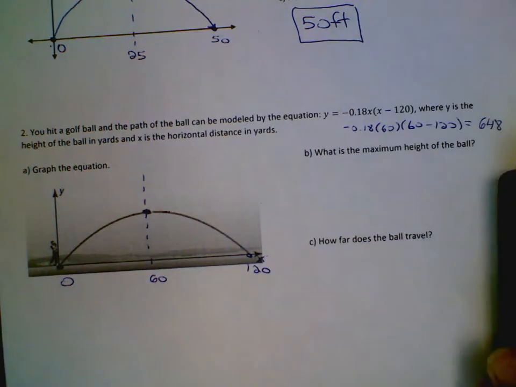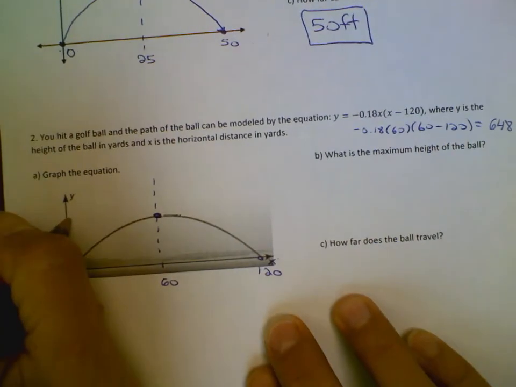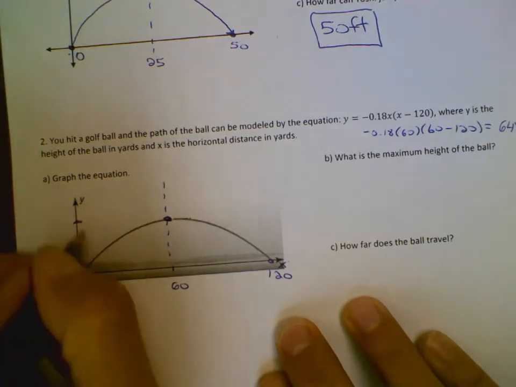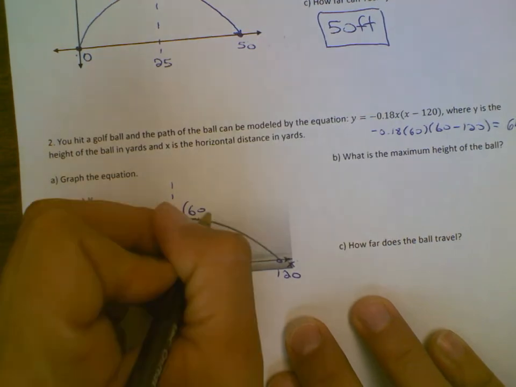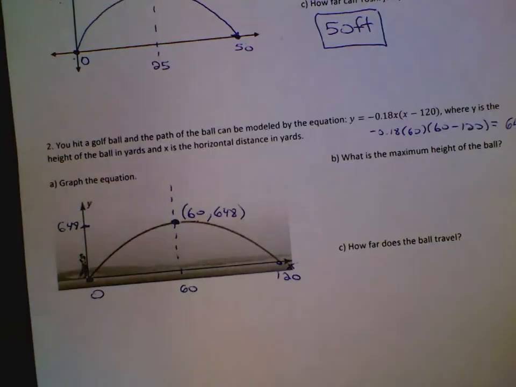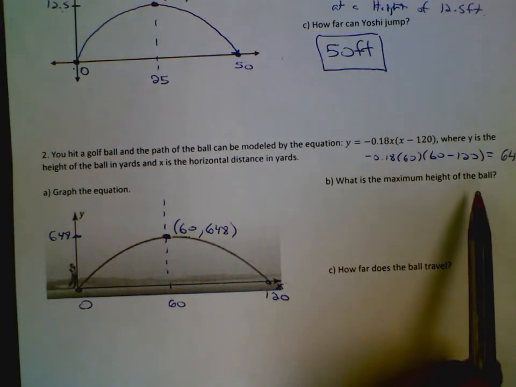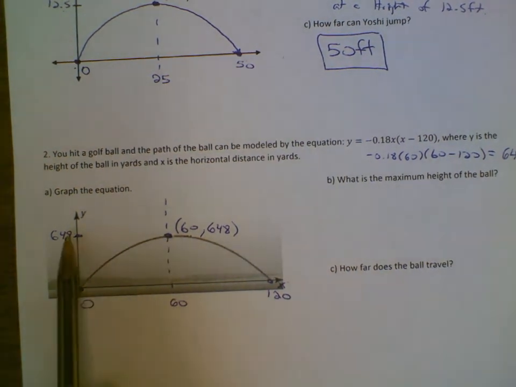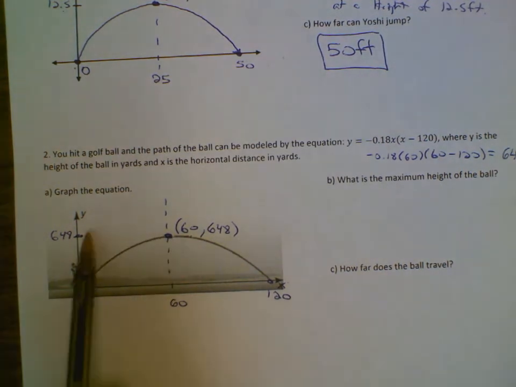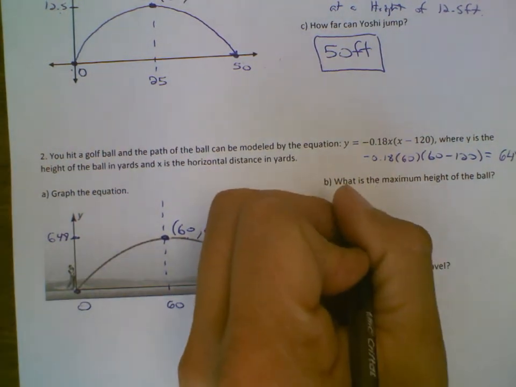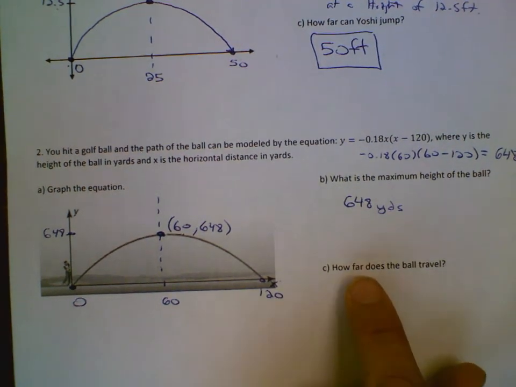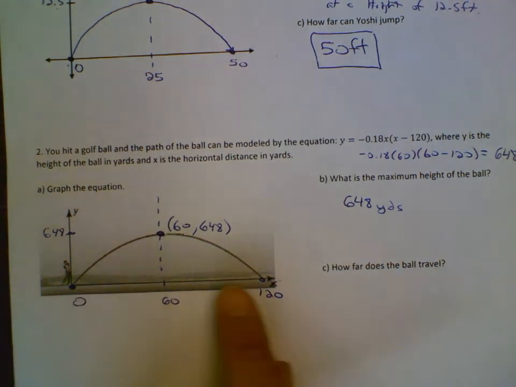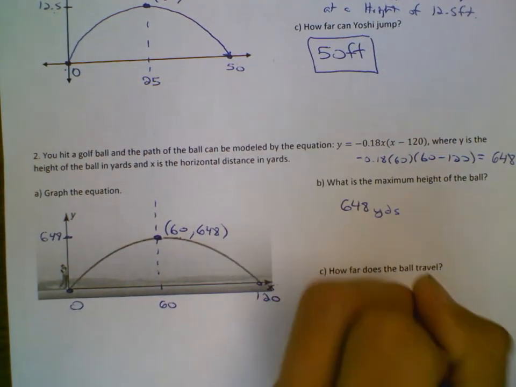Okay, so on my graph, this height here, and obviously it's not drawn to scale, this would be 648. And so this point is 60 on my x and 648 on the y. Okay, and now we're ready to answer some questions. So when it says what is the maximum height of the ball, well, I just see how high did the ball go? Well, that's just where the vertex is, the height of the vertex, which is 648. So 648 yards. And then it says, how far does the ball travel? Well, it went 0 to 120, so that'd be 120 yards.